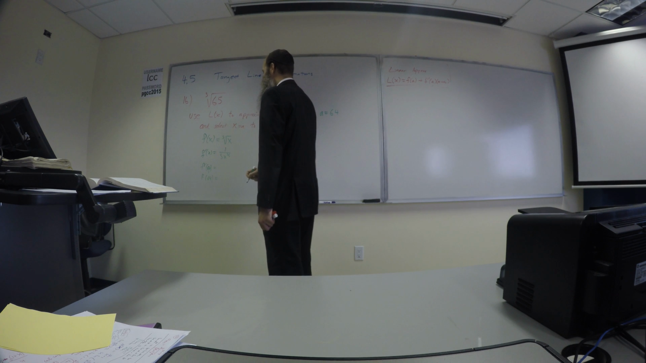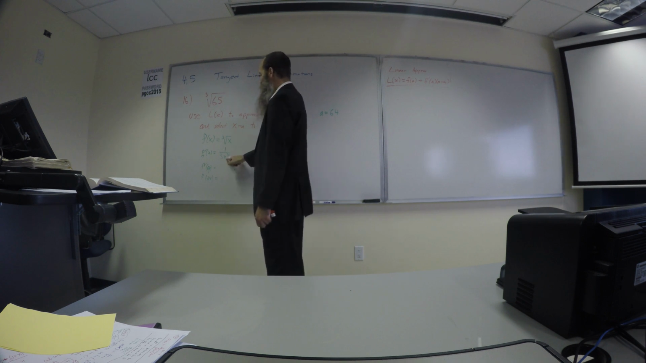Okay, so f prime at 64 is what though? You put 64 into here, you take the cube root of 64, you get 4, and then you square it, you get 16. So you get 1/3 times 16.